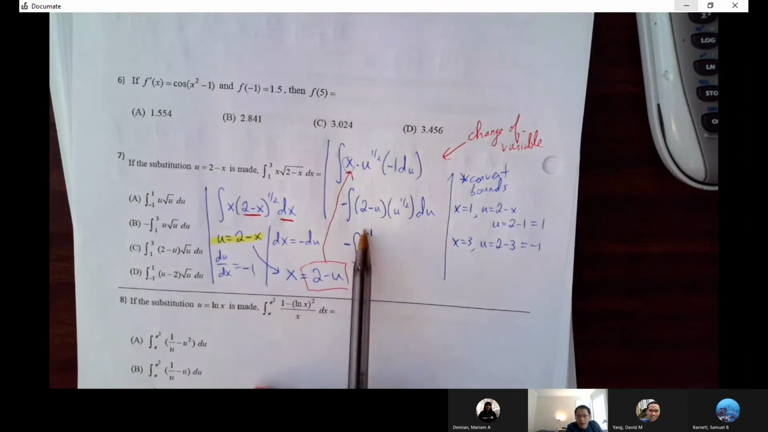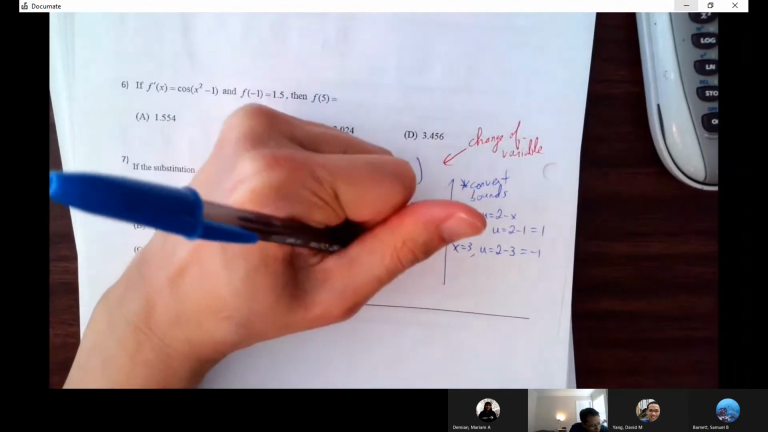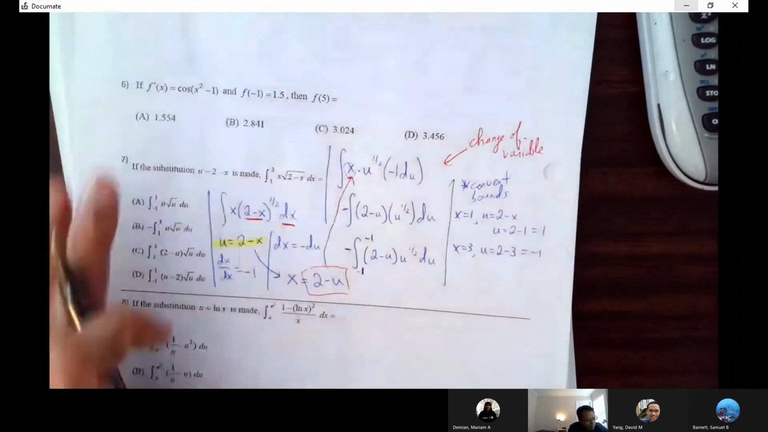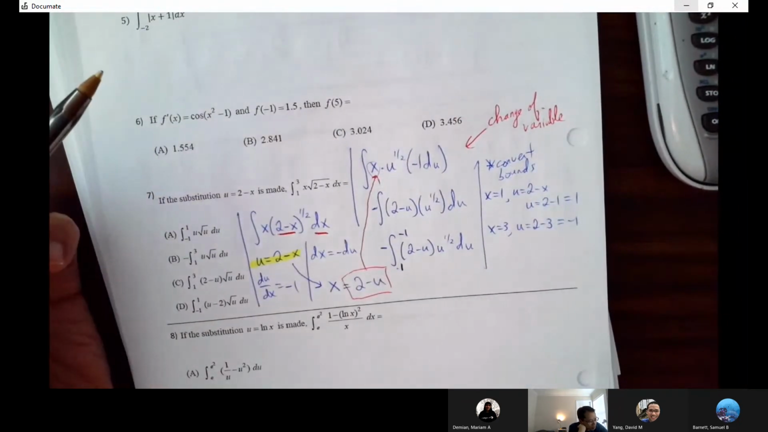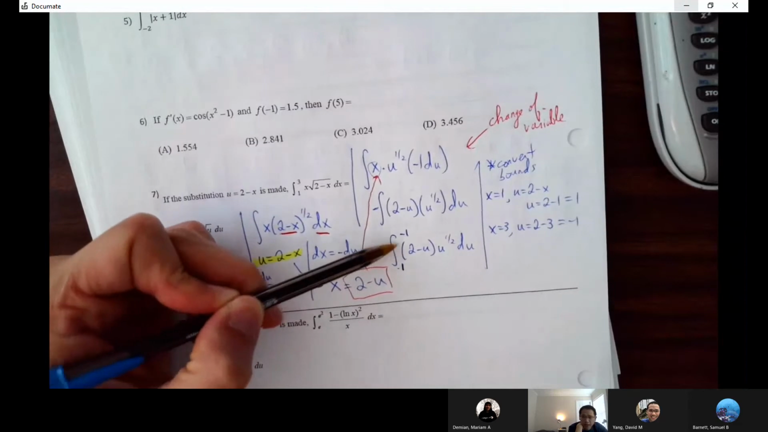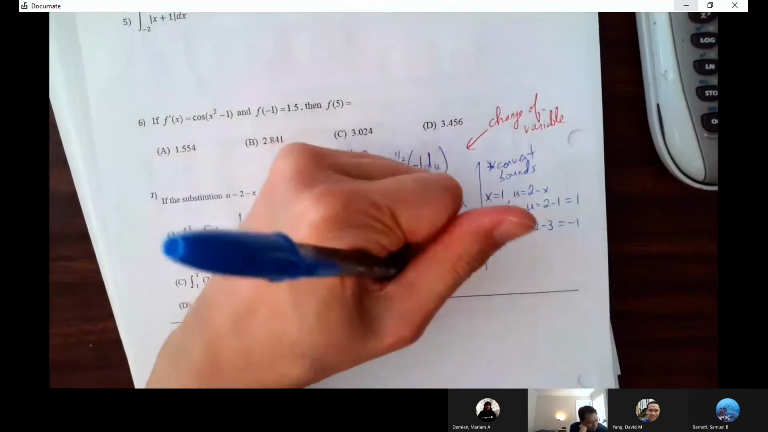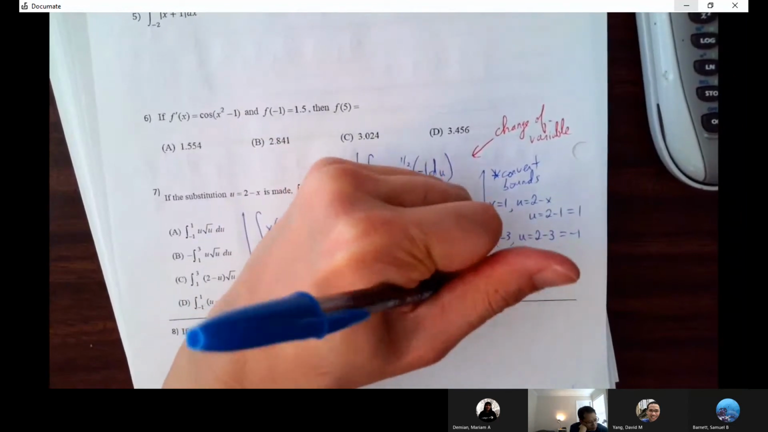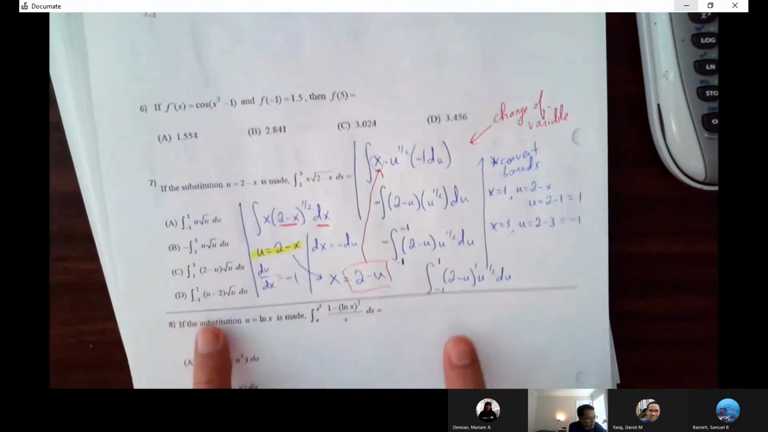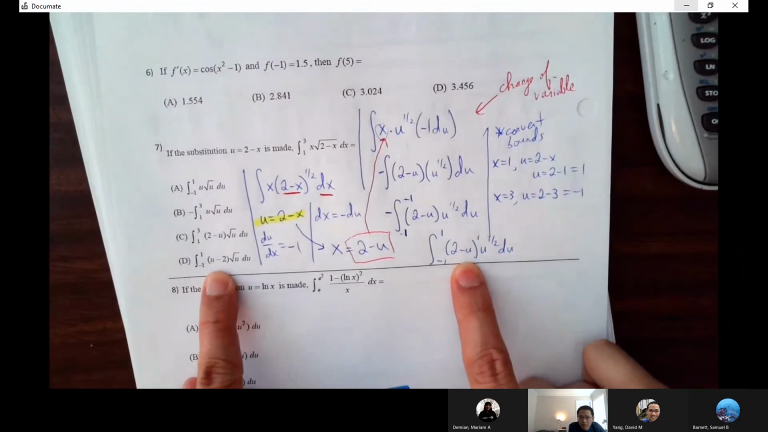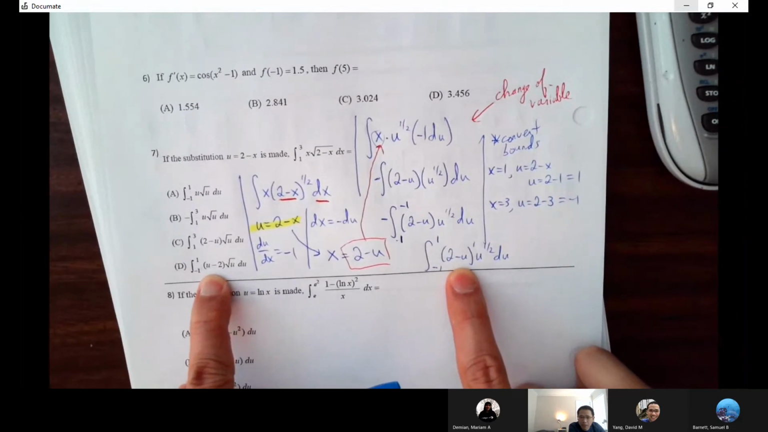Okay, my upper bound is -1, my lower bound is 1. There's still that negative that's sitting out in front here. So it looks like the answer choice is flipping the bounds. And when it flips the bounds, it's going to push that negative away. So if we do that, we get from -1 to 1 of 2 minus u times u to the 1/2 du. But it looks like it's not quite matching up the way that I thought it would.